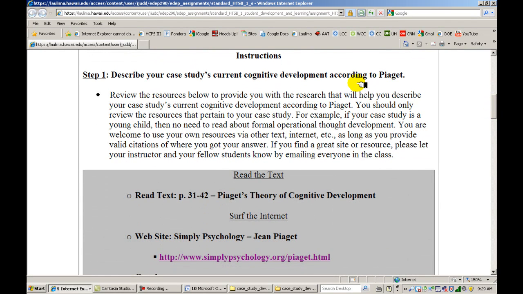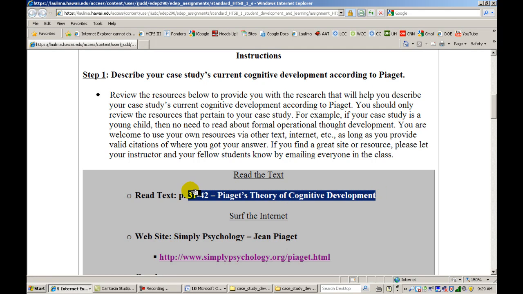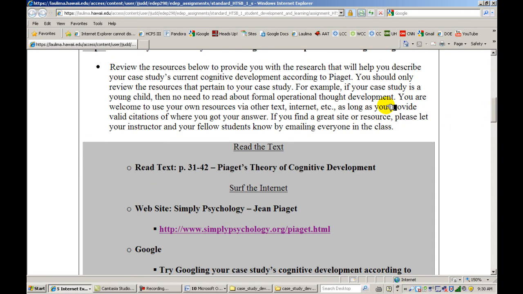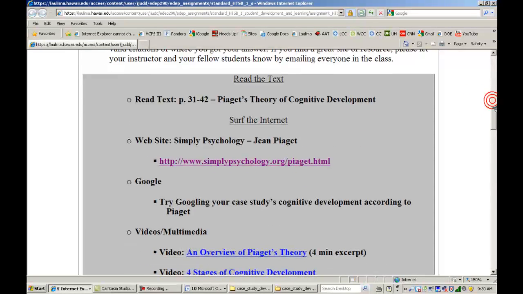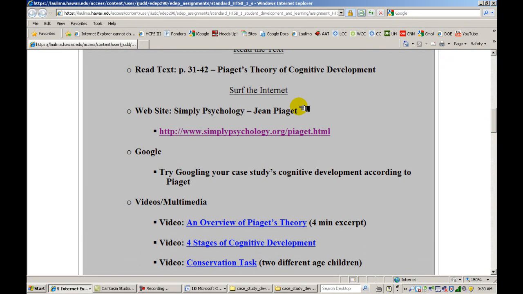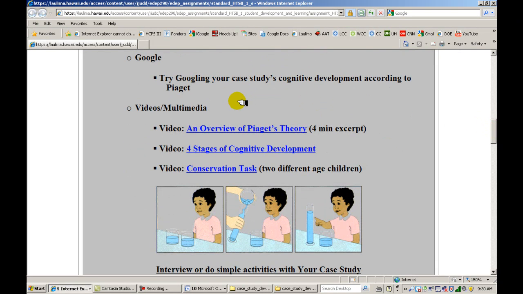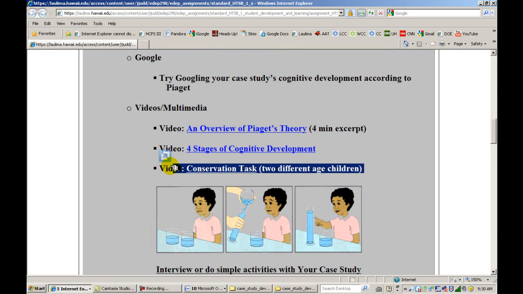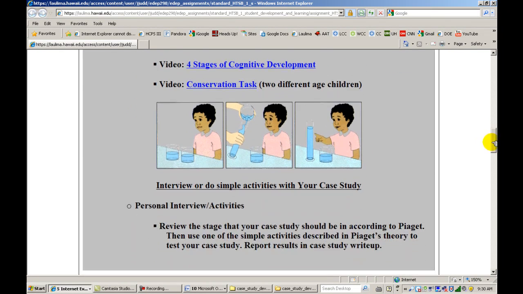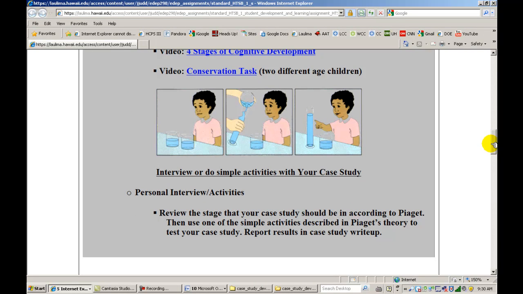So to describe cognitive development according to Piaget, I would really suggest reading this part of the textbook, because they do a really good job of outlining it for you. And if you do use the internet or other resources, please make sure you cite them, but let us know if you find a great one so that we can all share. You can also find a myriad of different websites on Piaget, and also lots of videos and multimedia on each of the stages. Perhaps the most famous one is this video on the conservation task, in which two different children, because their thinking is different, come up with two different answers according to this task.